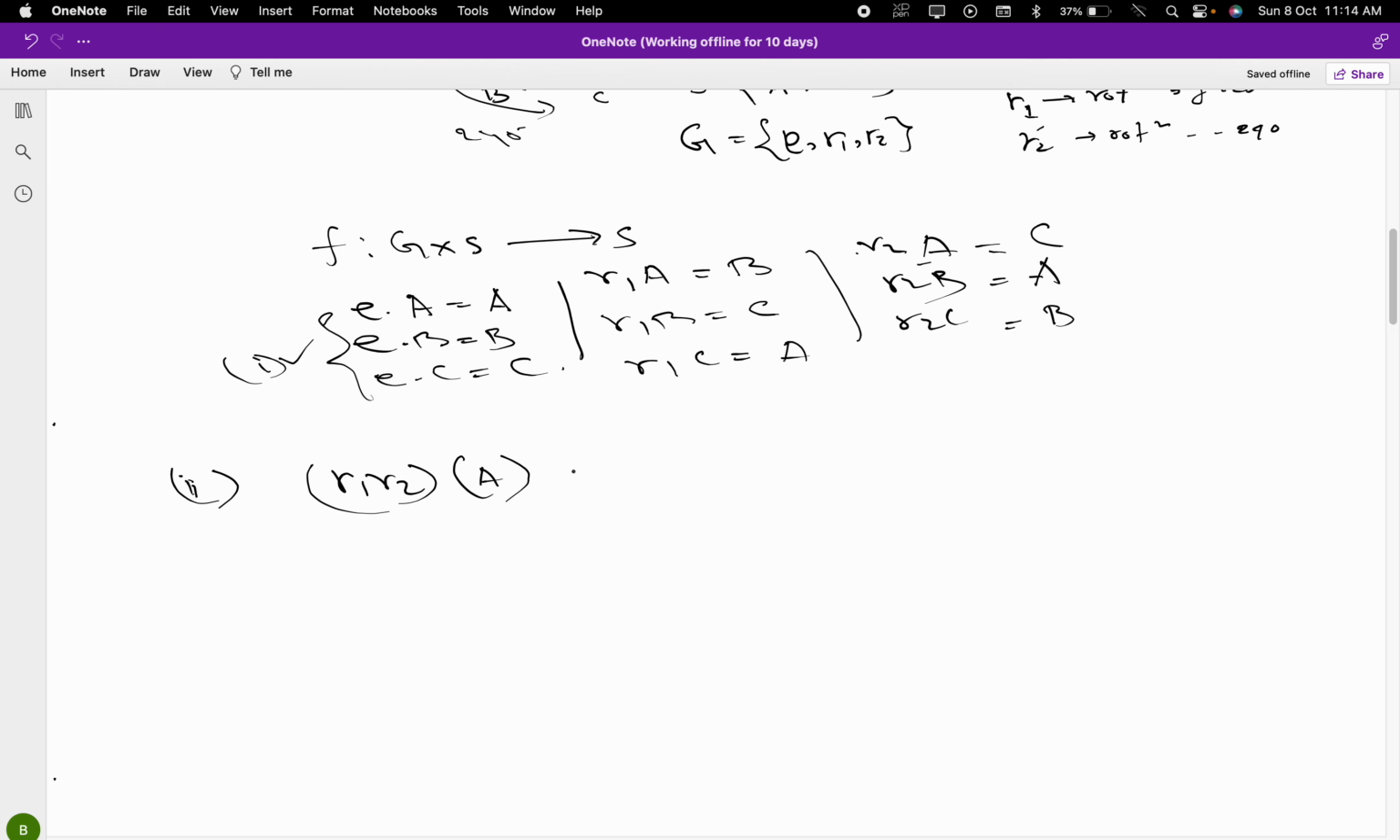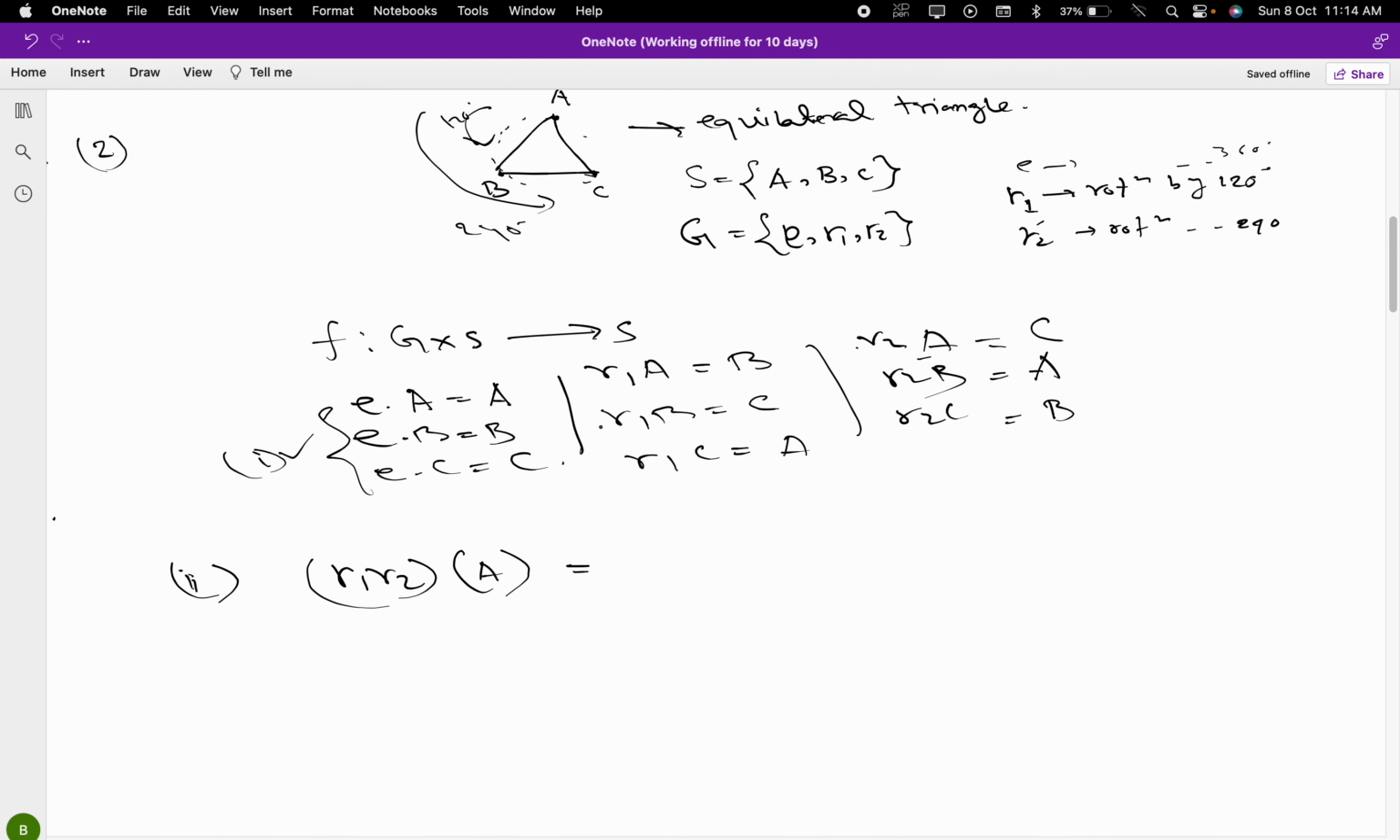So this should give us R1 of R2 of A. Let's see whether R1 R2 of A holds for any two elements. We are multiplying R1 and R2, which means taking R1 and R2.